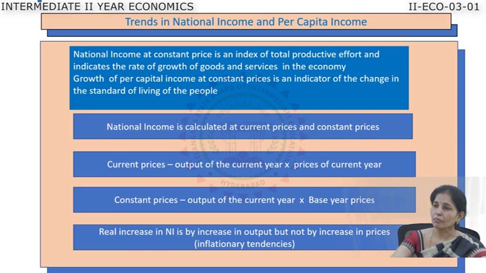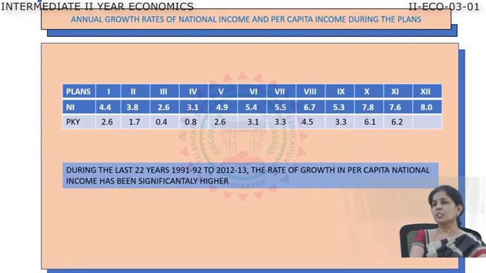The next one is a 2-mark question: what is the annual growth rate of national income and per capita income during the various 5-year plans? In 1951, we started the first 5-year plan. The 12th plan was halfway when the Planning Commission was dissolved and replaced by Niti Aayog. Let us see, during these 11 5-year plans, what is the growth rate of national income and per capita income.